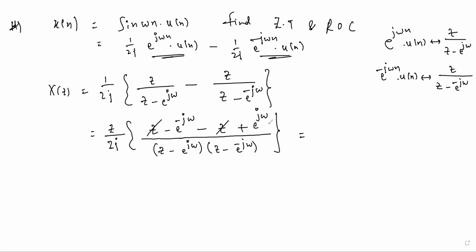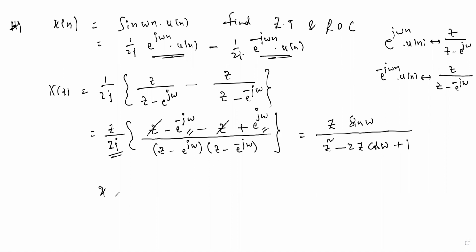Z we can cancel. And if you observe e power j omega minus e power minus j omega divided by 2j, you can write this total as sin omega. The three terms we can combine into sin omega. And the denominator will be the same as the cos function, right? That is z square minus 2z cos omega plus 1. And the same ROC, because only a minus sign is added for one exponential and 1 by j is added.